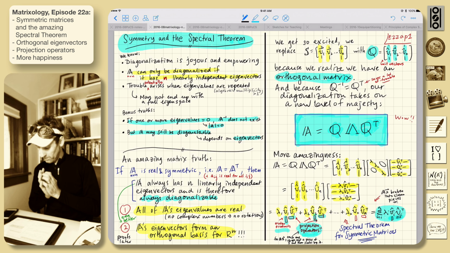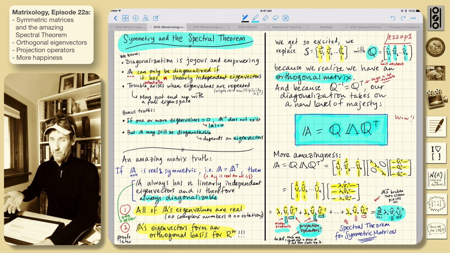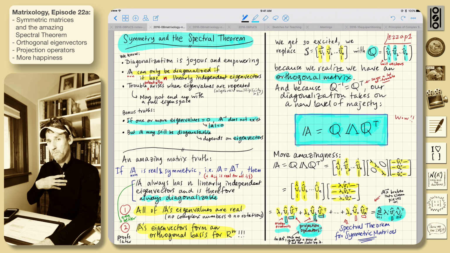So that is how A works for symmetric matrices. It is underneath it really a diagonal matrix that has preferred directions that are orthogonal to each other, which is pretty incredible.